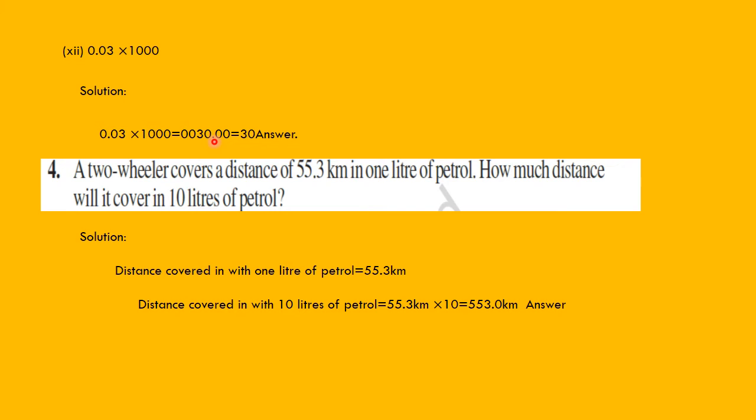Okay, so what is the answer? Zeros on the left corner are not counted, isn't it? Whenever you write any number of zeros on the left of the number, they won't be counted. So the leftmost zeros and rightmost zeros are not counted. So it is 30.00. So 30 is the answer.